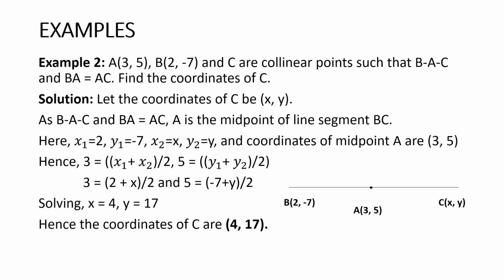x1 is 2, y1 is -7, x2 is x which we need to find out, and y2 is y, and the midpoint is given over here which is 3 and 5. So 3 is equal to (x1 plus x2) by 2 and 5 is equal to (y1 plus y2) by 2. Putting the values, we get x is equal to 4, y is equal to 17. Hence the coordinates of C are 4, 17.